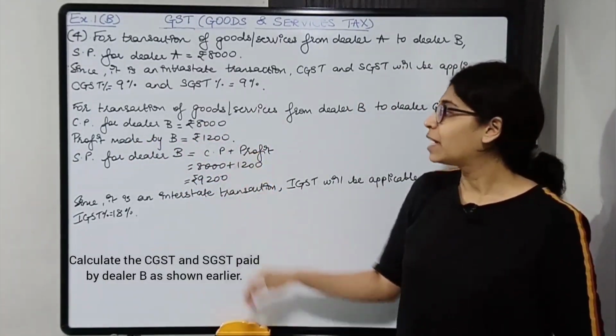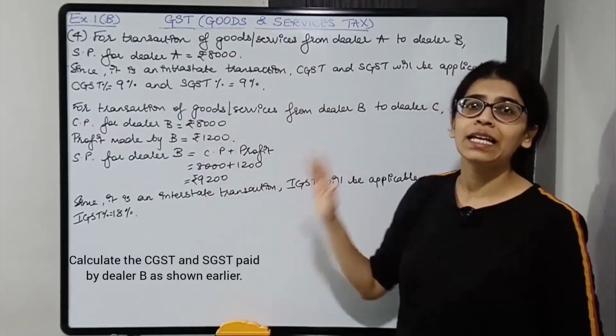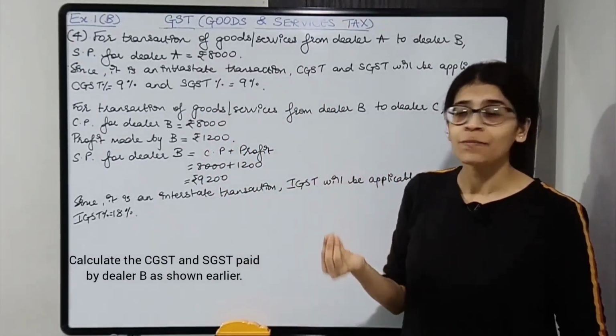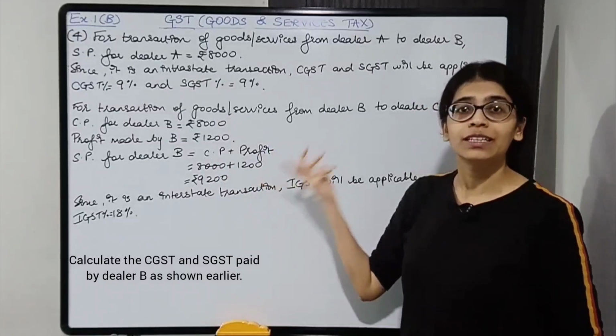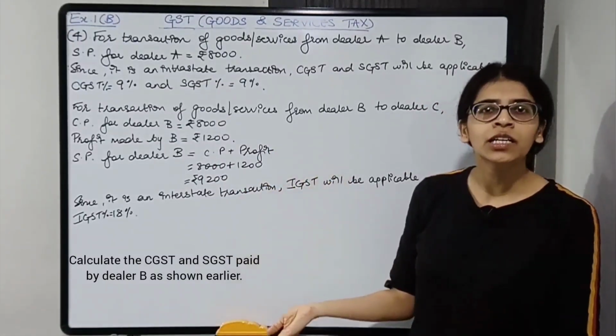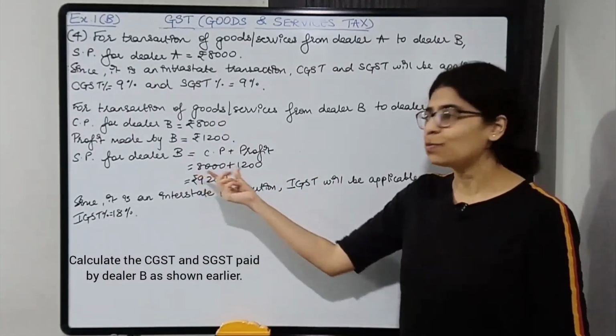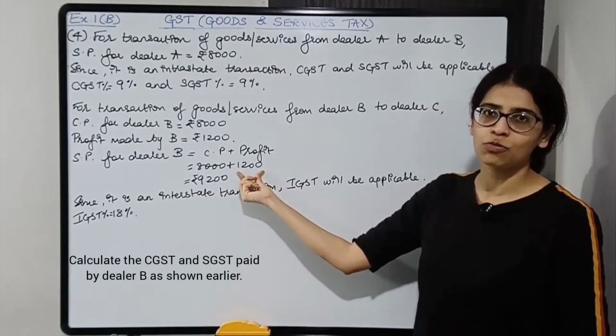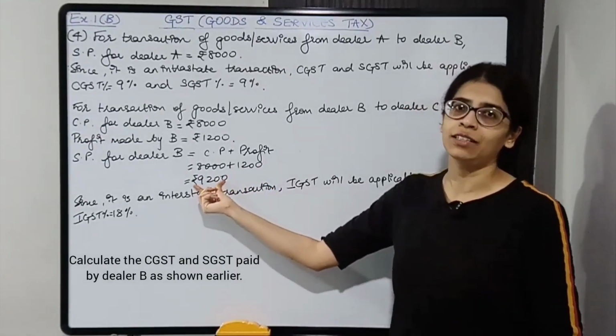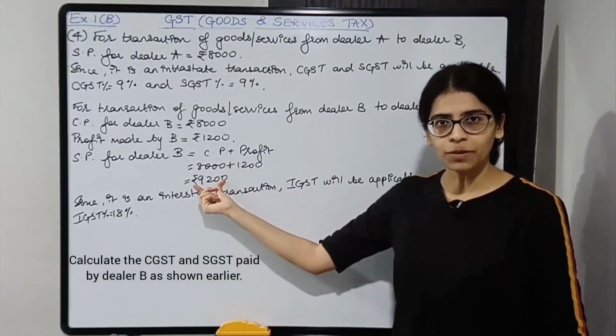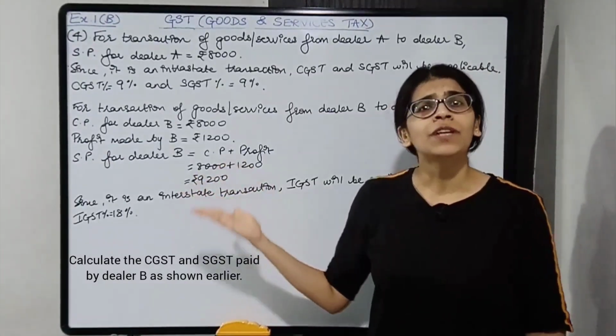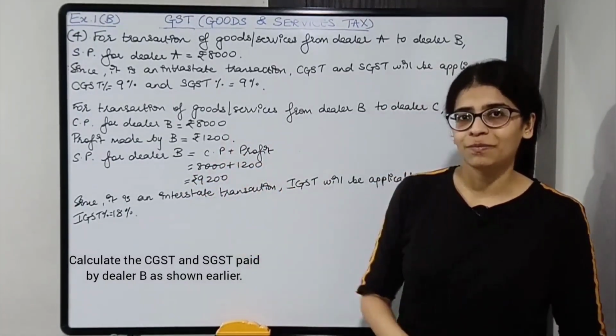All right. Now when the dealer B is selling, what will be the selling price? It will be the cost price plus profit. कितने में buy किया है plus profit कितना रखा है? He bought it for 8,000 rupees and profit is 1,200. So what will be the selling price? 9,200 rupees. Okay. Now you know the selling price. This was the important part.